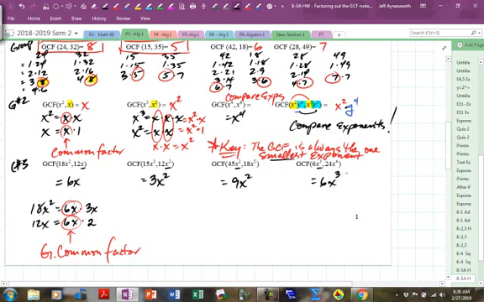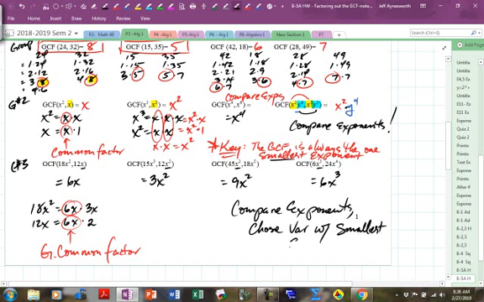So once again, compare exponents. Choose the smaller one. Compare exponents. Choose the variable with the smallest exponent. There's your little key concept here.